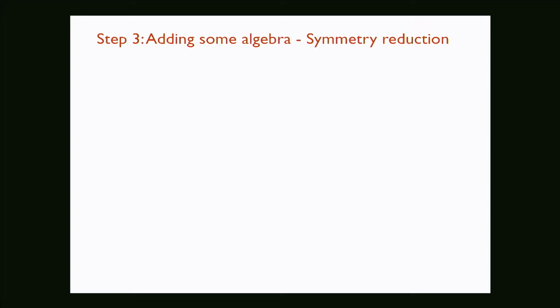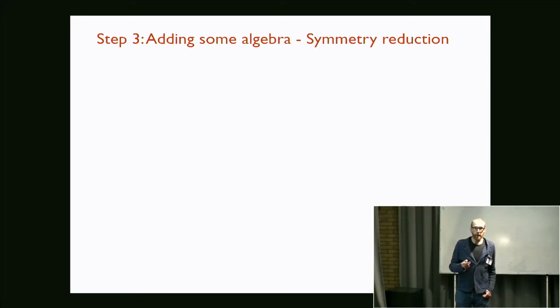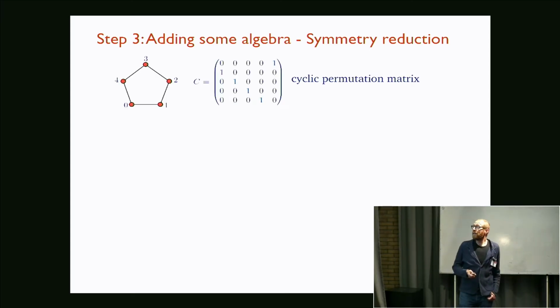Good. So now we add some algebra to the picture. We do some symmetry reduction to simplify the computation. In this 5-cycle picture, things become very easy, but it is kind of an example case for the things which come later. So let's try to understand them. Okay, so you have this 5-cycle, and you want to compute the theta number of it.